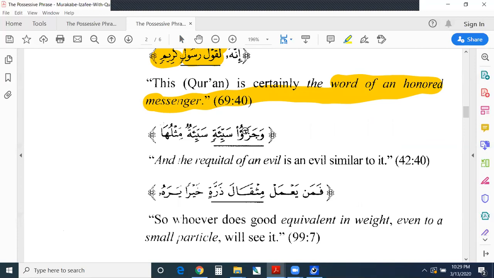Let's look at this one. وَجَزَاؤُ سَيِّئَةٍ سَيِّئَةٌ مِثْلُهَا. So here, جَزَاؤُ سَيِّئَةٍ is the مُزَاف إِلَيْهِ. Can you tell me which one is مُزَاف إِلَيْهِ?